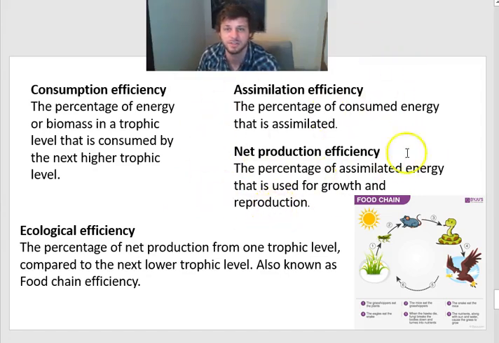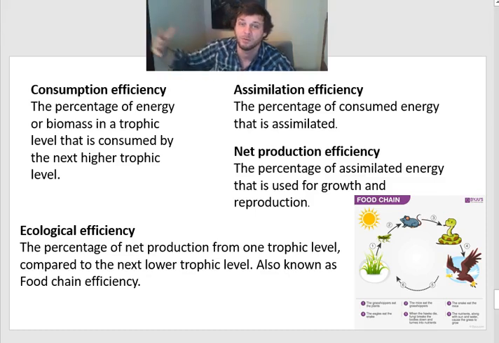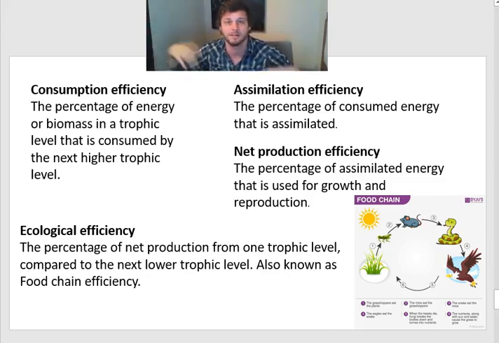Assimilation and net production efficiency. So assimilation is going to be how much of that energy that was eaten is available for the next trophic level. So we talked about assimilation earlier. So they bring in the energy and then they can either assimilate it or excrete it. It gets egested, right? And so you really want a high assimilation efficiency for that next level up. Your net production efficiency is how much of that assimilated energy is used for growth and reproduction, because that assimilated energy could also be used for respiration.